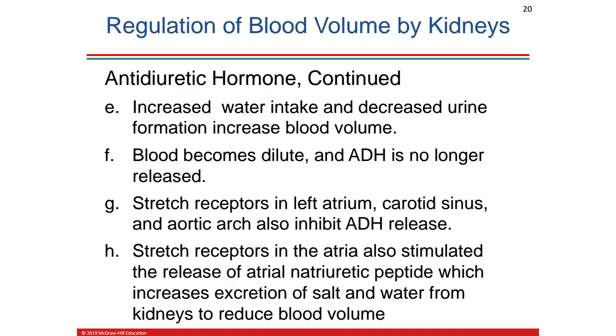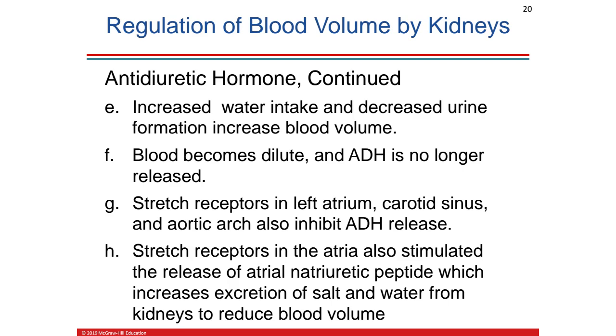So as I just explained, an increase in water intake and decreased urine formation. In other words, you're making much more concentrated urine when there's ADH available. This will increase blood volume. So this will end up making the blood more dilute, and then at that point, ADH secretion will decrease. And so this is all a negative feedback loop in which ADH secretion is controlled in a way that helps to maintain blood osmolality. Now, it turns out your body also pays attention to pressure.